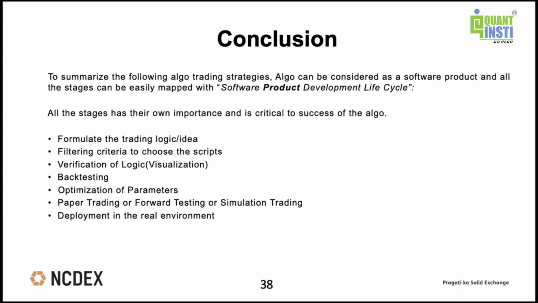To summarize whatever we have discussed so far, I would say that all these activities are very similar to the software product development life cycle. Algo is nothing but software, a software product. Most of the activities which we have just discussed can be easily mapped to the software development life cycle. We will just look into that once.